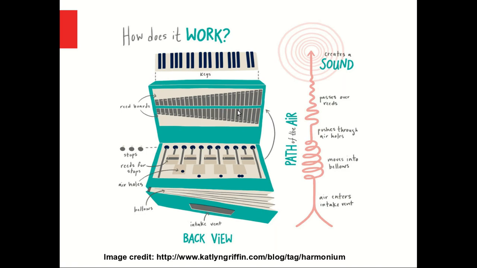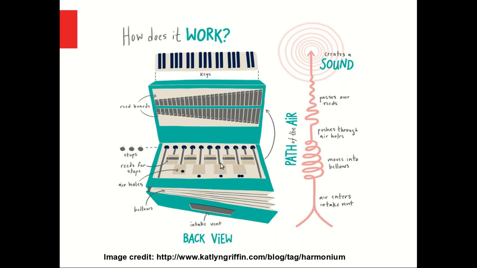Under the reed board, there are so-called air holes, which are actually maintained by these stops. And this is what you call the air valve, through which air enters into the bellow. This bellow pushes that air inside the harmonium body, the main body.